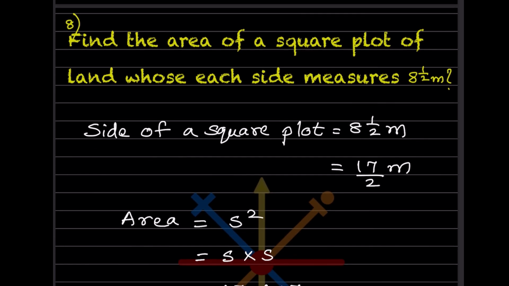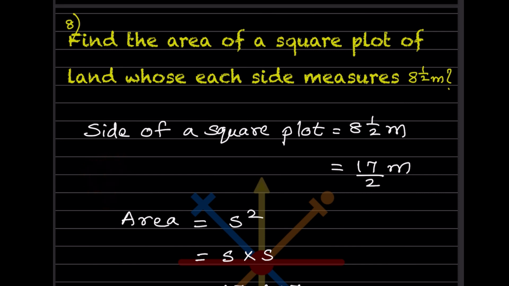Now it's given here, find the area of a square plot of land whose each side measures 8 1/2 meter. So it is the area of a square. You know, in a square all sides are the same. So this is also a side, this is also a side. So it will be side square. Area is side square, and if it is perimeter, it should be 4s.